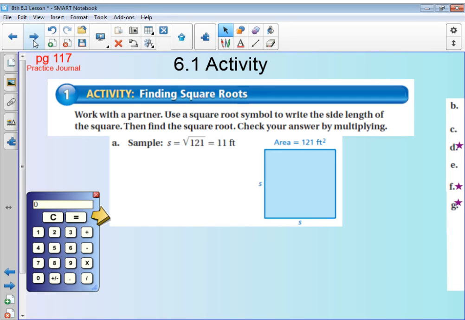So it says, work with a partner, which we're going to work together. Use the square root symbol to write the side length of the square, then find the square root. Check your answer by multiplying. Okay, so we're going to go ahead and do number one first.